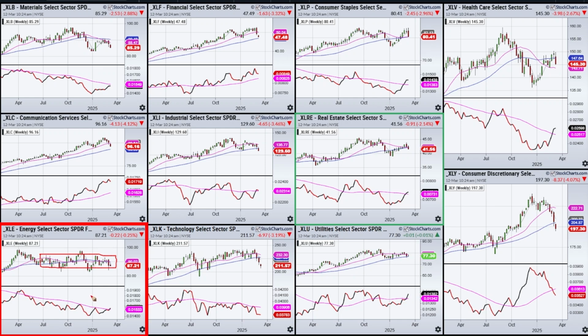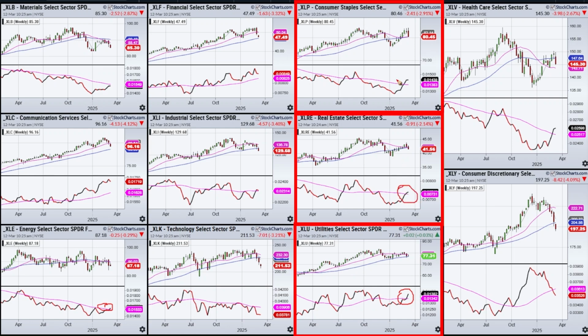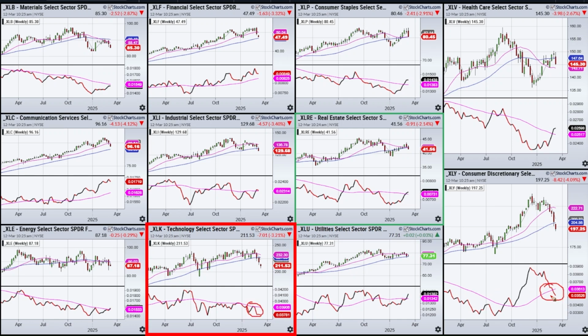All right. Energy is a little unique, but it does show signs of improvement because it's not breaking down. Okay. Now, so that's sort of interesting, but notice all these other areas, defensive, pretty defensive, right? And then we start looking at the more aggressive areas, the risk on areas, and we already had technology breaking down, but now we're seeing the consumer discretionary kind of giving it up.